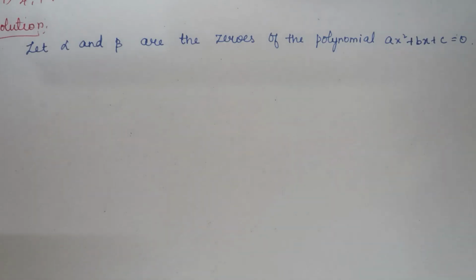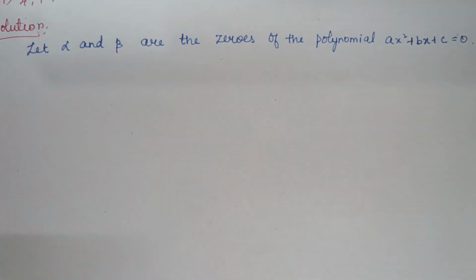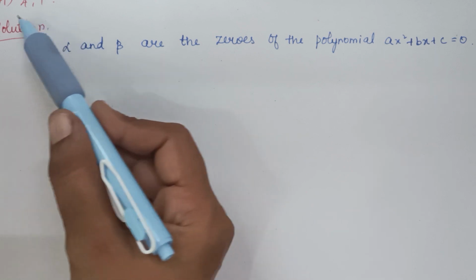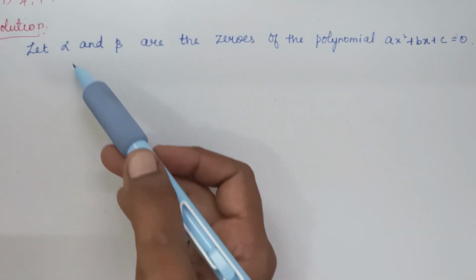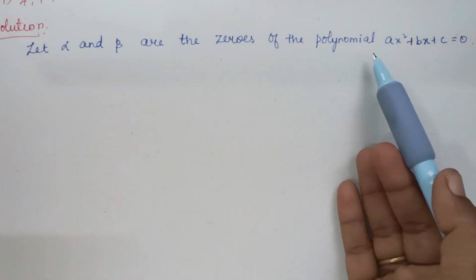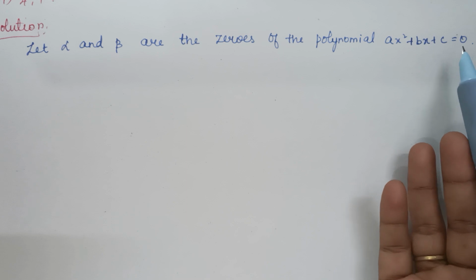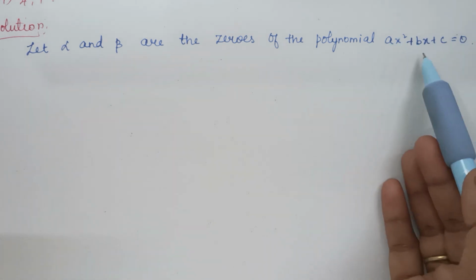So the next, sixth sum. The sum of its zeros is equal to 4 and the product of its zeros is 1. So 4 comma 1 is the question. So let alpha and beta be the zeros of the polynomial ax square plus bx plus c equal to 0. So we want to find the quadratic polynomial equation.